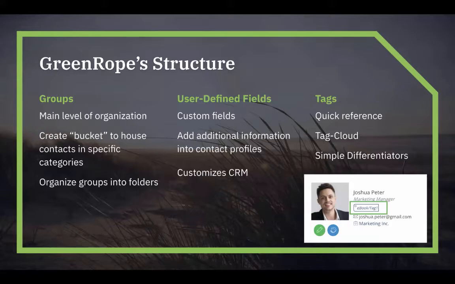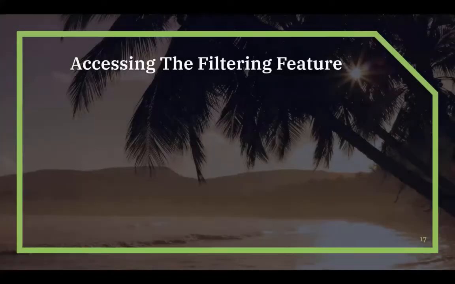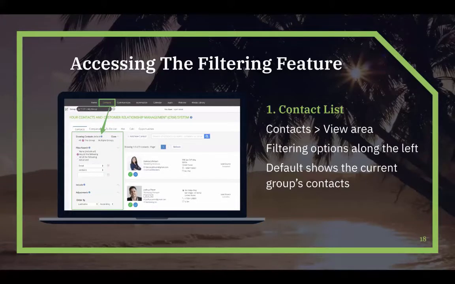Now that you are familiar with the levels of organization in your account, we can move into the more complex ways of searching for your contacts. Within the filtering feature, there are so many ways that you can access this. For example, within the main contact view area, along the left, you'll see all of the filtering options. By default, it's going to show the contacts that are in the current group that you're in.